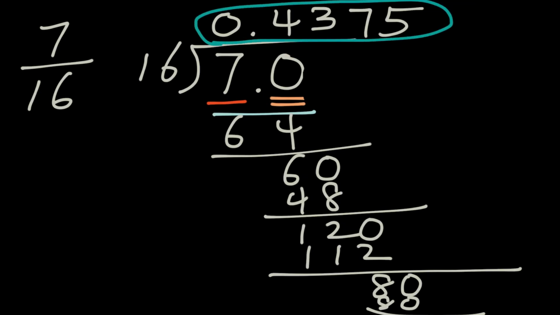Now the question might ask you to round to the 10th value, the 100th value, or the 1000th value. So in this case, if they ask you to round to the 100th value, it will be 0.44. If it's to the 10th value, then it will be 0.4.